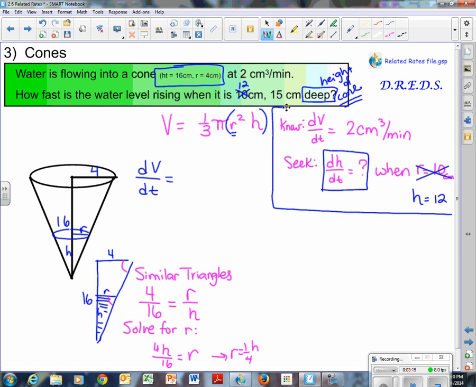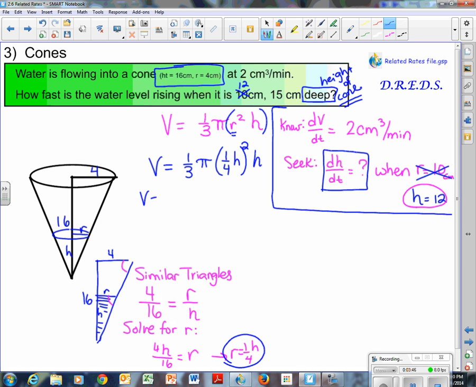Okay. Now, when the height is 12, we would know what R is if we wanted to, but we don't have to go back to that. So, I shouldn't even mention that. Let's go up and do our derivative. Substitute in that R expression. R is equal to 1/4 H, getting squared, times H. All I did was replace R with 1/4 H.